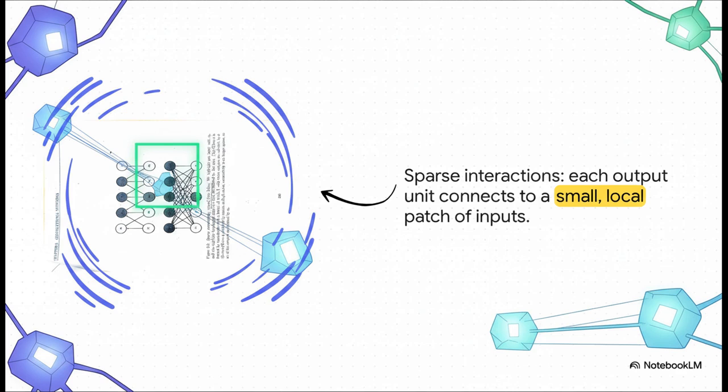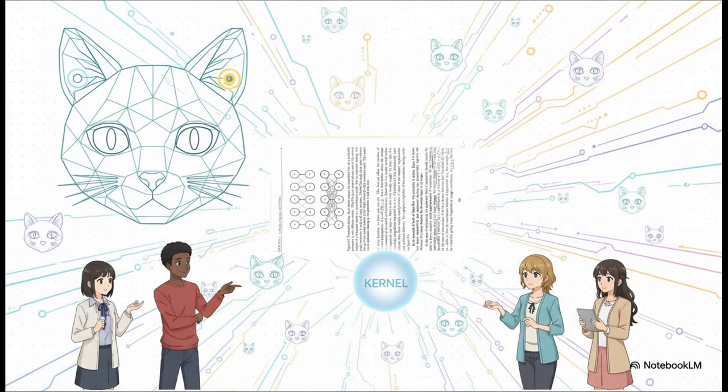Here, each little neuron in our feature map is only connected to that small, local patch of the input that the kernel just passed over. This just massively cuts down on the number of connections and calculations, making the whole system way faster and more manageable. The second idea, and this one is just brilliant, is parameter sharing.